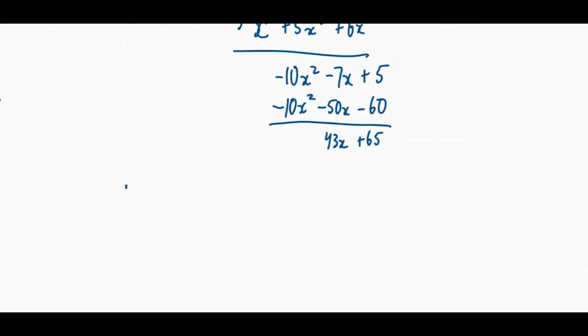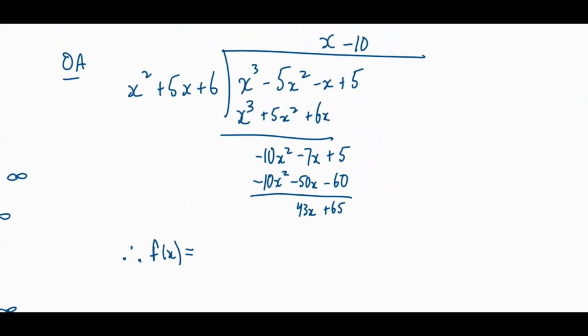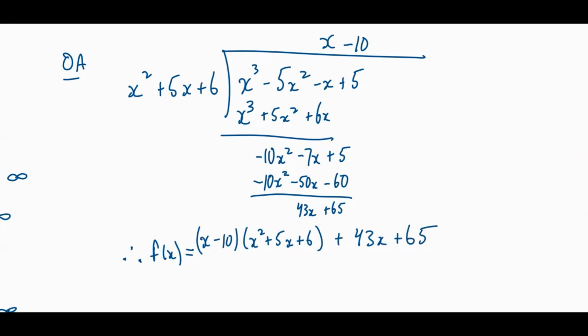Then we rewrite. And we usually do it like this. X minus 10, x squared plus 5x plus 6, plus the remainder, all over what I divided by. That's the division statement from Unit 3.